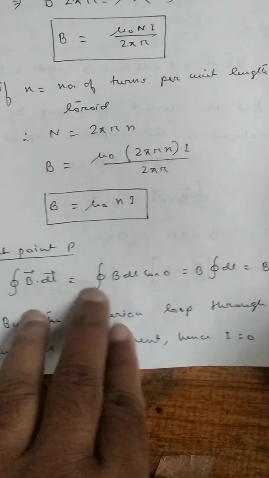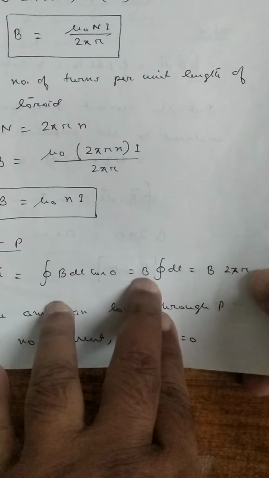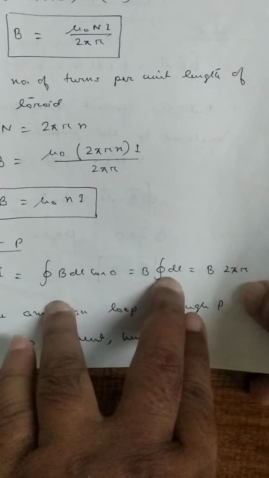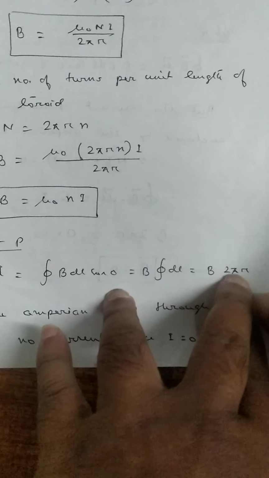So what is B dot dl at the point P? It is B dl cos 0, which is 1. So B is constant at every point if it exists. So B times the integration of dl. What is the integration of dl? Twice pi r.